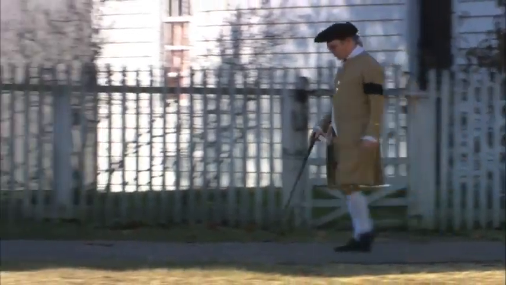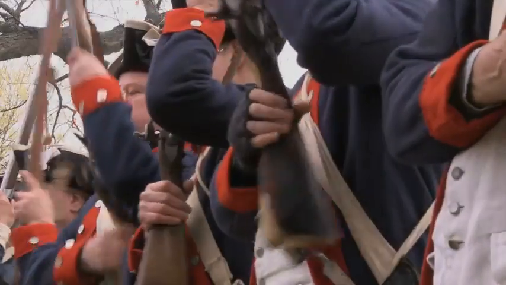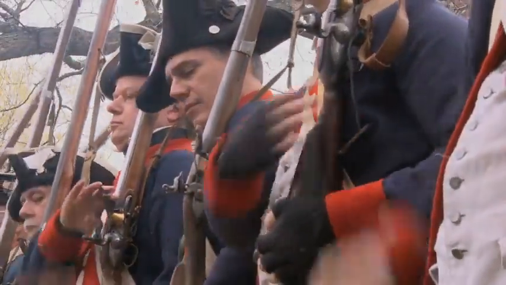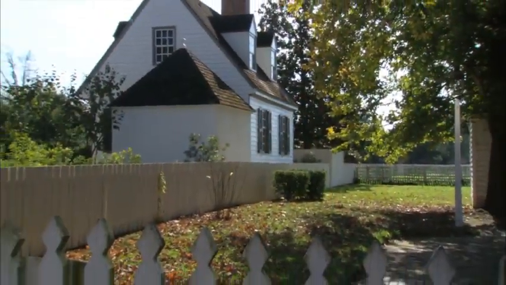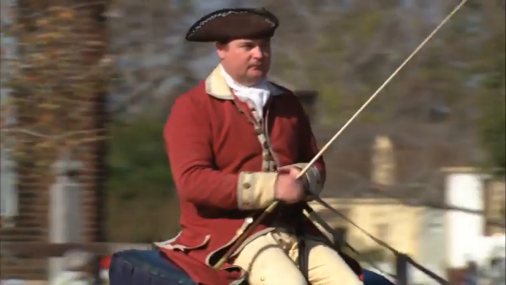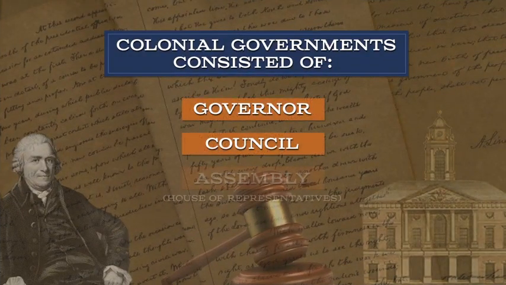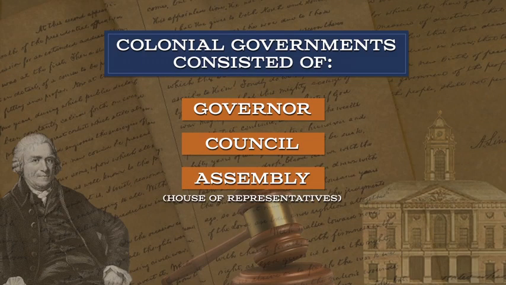By 1752, a representative form of government was established by all of the colonies. Each colony had its own history and developed in different ways. However, despite these differences, common features and patterns emerged in their governments. Colonial governments consisted of a governor, a council, and an assembly or House of Representatives.